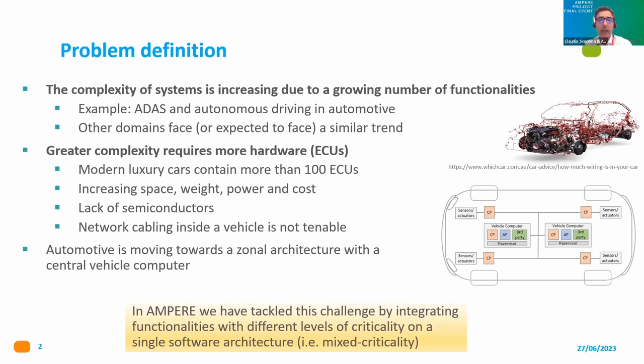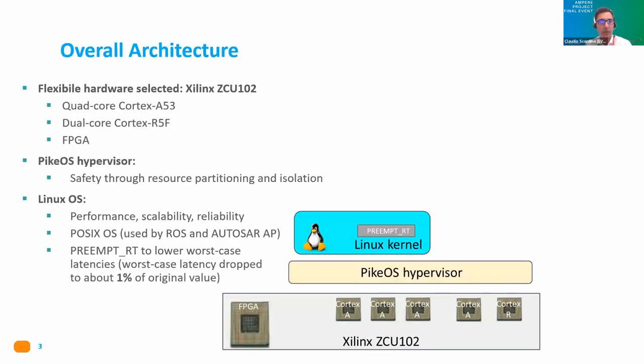And well, automotive is moving towards the zonal computing framework in which you are expected to run functionalities with very different non-functional requirements on top of the same hardware. So the idea was to tackle this challenge by integrating functionalities with different levels of criticality, creating a mixed criticality platform that has been already partially mentioned.